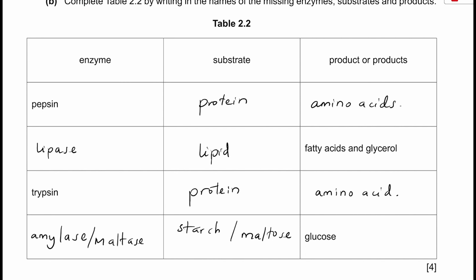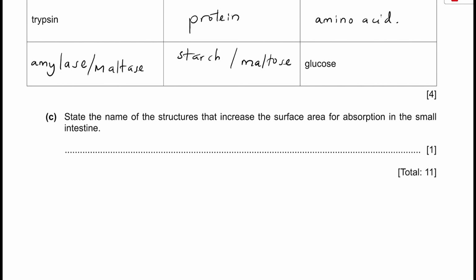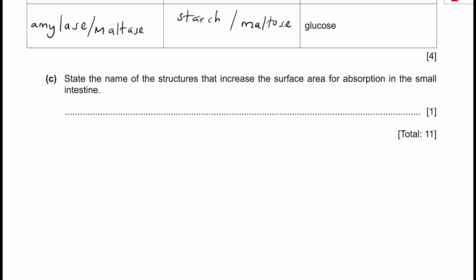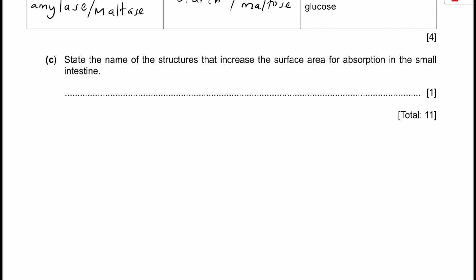C says, state the name of structures that increase the surface area for absorption in the small intestine. Now, structures that increase surface area for absorption in the small intestine are usually microvilli, which you find on the what? On the villi. Right? So we state the microvilli that we actually find on the villi.